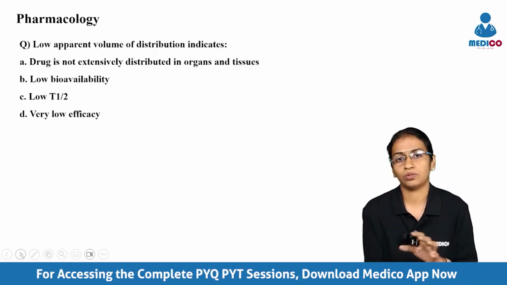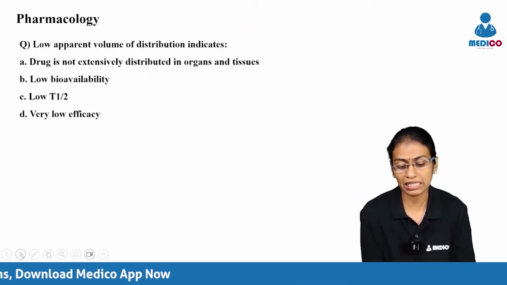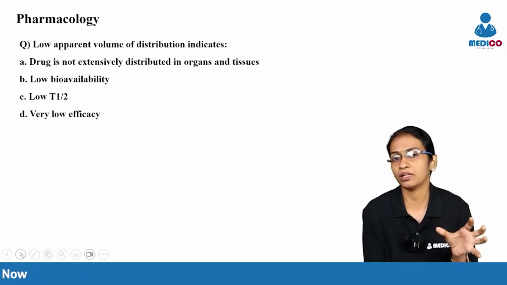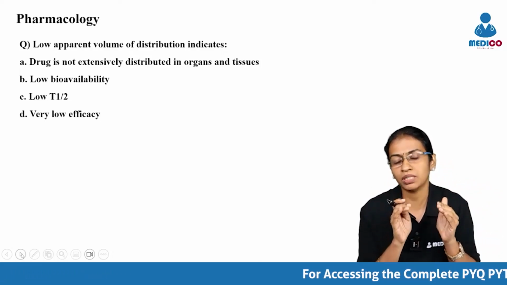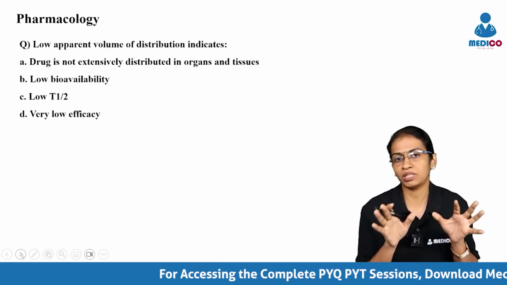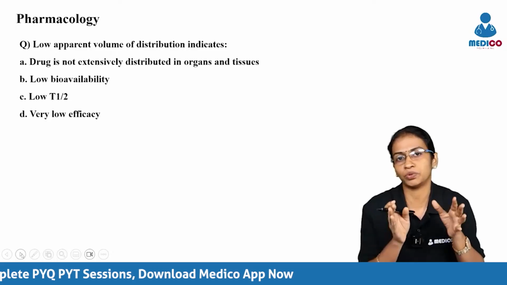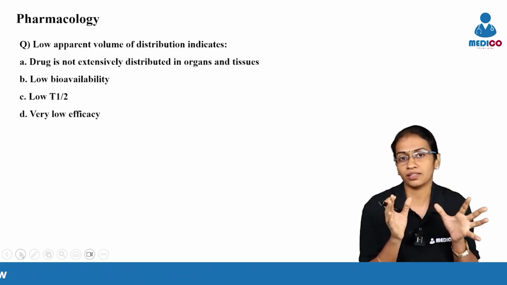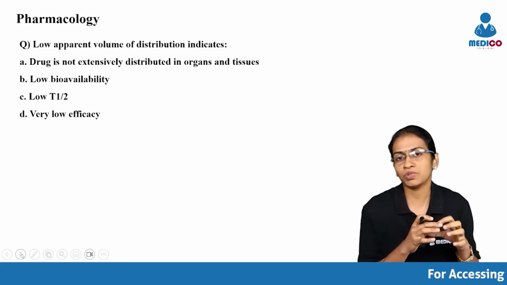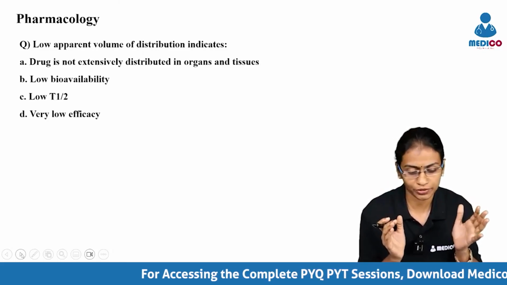Now, go to the next question. Low apparent volume of distribution indicates. So, as I told earlier, what is apparent volume of distribution? If you consider the whole body as a single compartment, and if the drug is uniformly distributed, what is the amount required to uniformly distribute the drug to get the required plasma concentration? But often that does not happen. We have tissues in between, we have membranes in between. So, it is not always uniformly distributed.